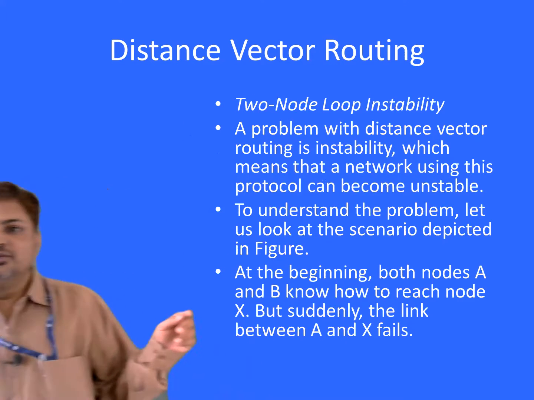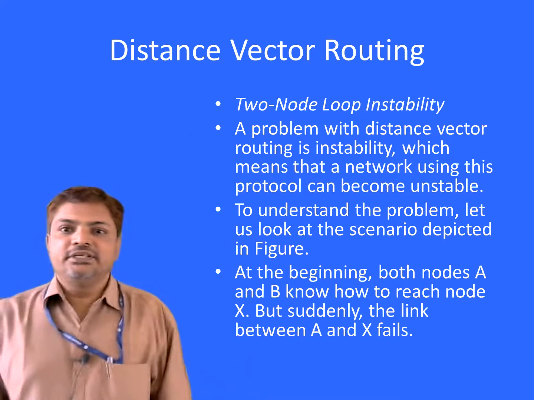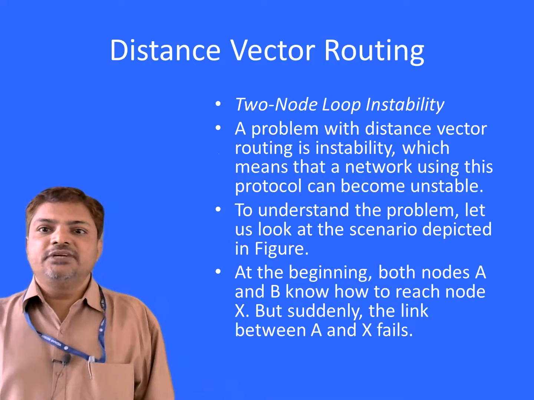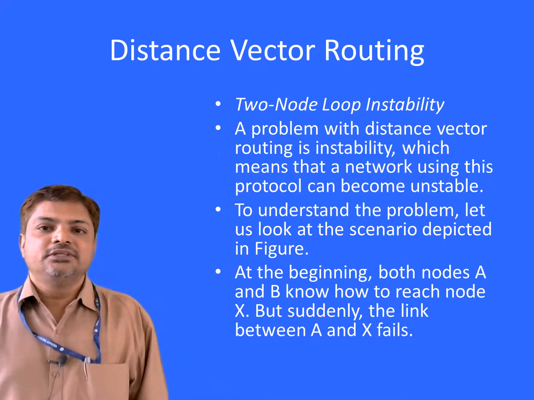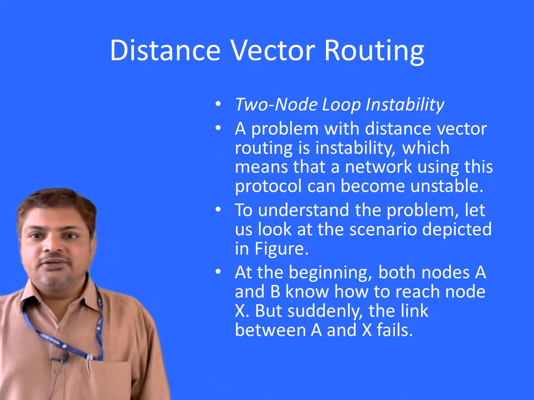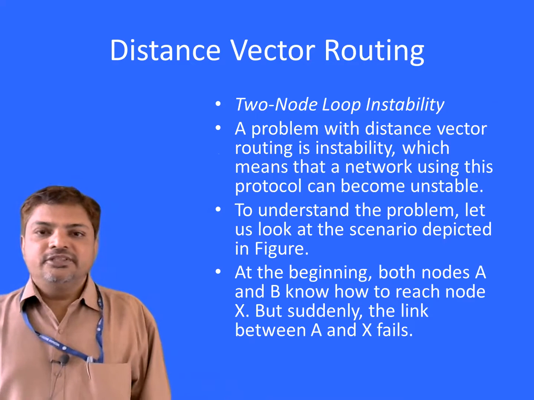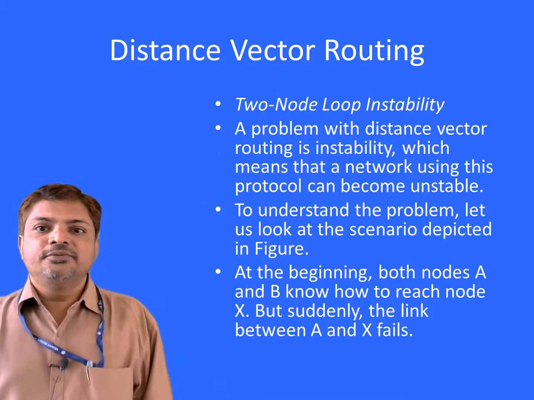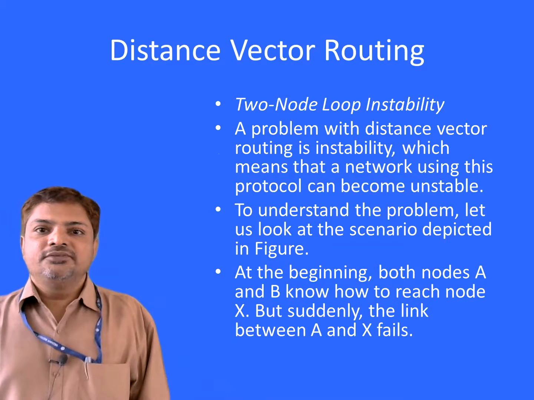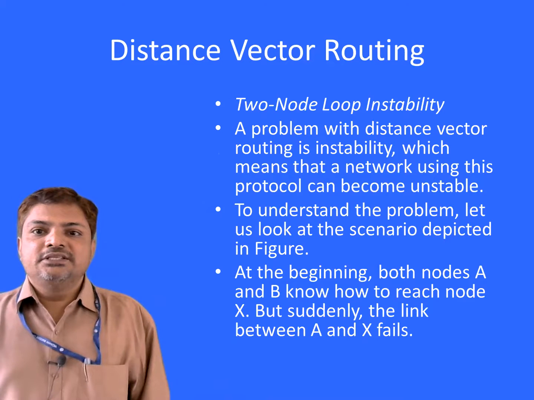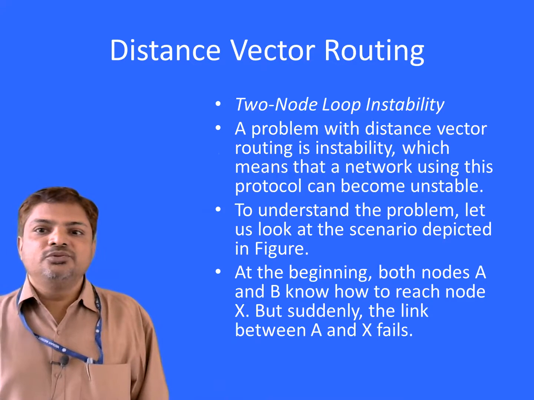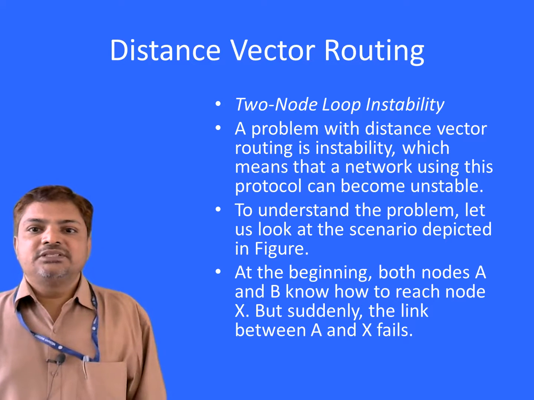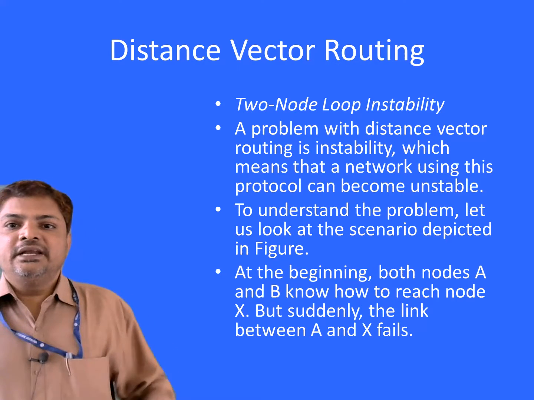We will see 2-node loop instability. A problem with distance vector routing is instability, which means that a network using this protocol can become unstable. We will see how it becomes unstable. There are 2-node loop instability and 3-node loop instability. We will see both. In the first, 2-node loop instability, to understand the problem, let us look at the scenario depicted in the figure. At the beginning, both nodes A and B know how to reach node X, but suddenly the link between A and X fails.